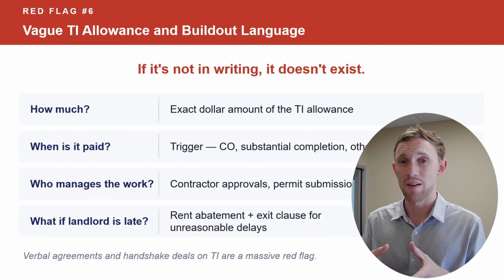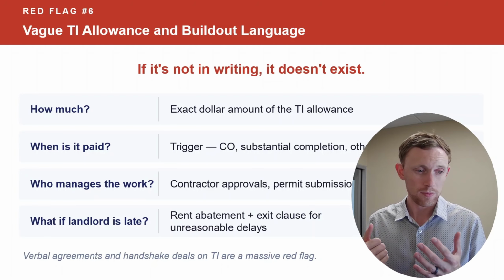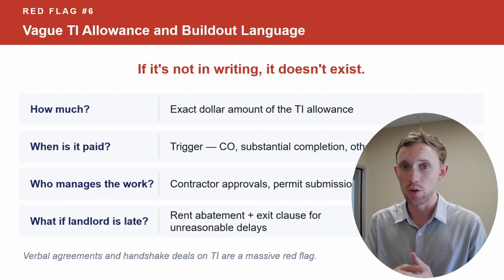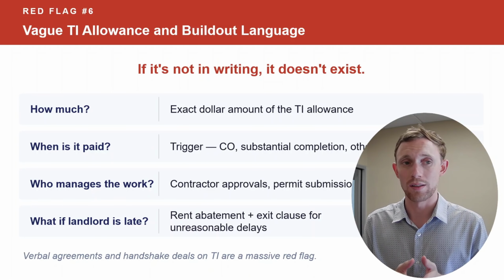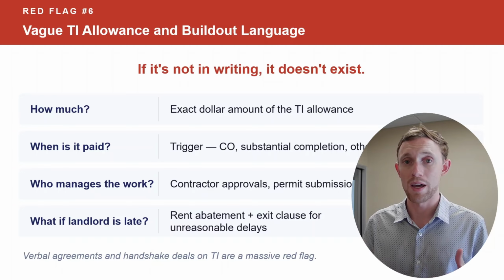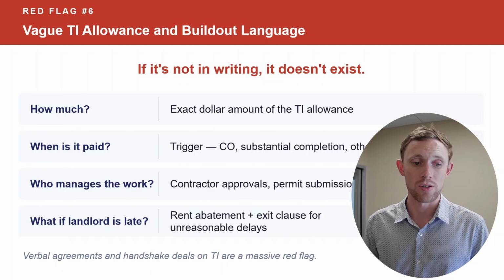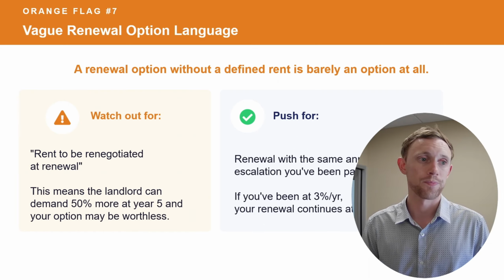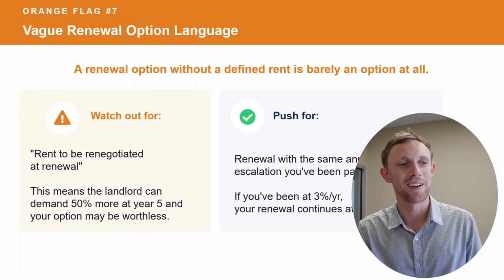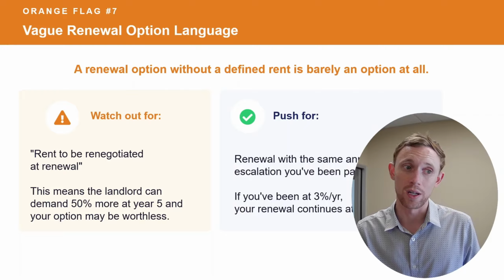So make sure you potentially have some exit language to where if it's just taking so much longer, you can get out of it. And there'll probably be a version of this for the landlord too, but make sure you're protected. Again, these leases are generally written by the landlord, so you have to kind of protect yourself. So make sure that language is not vague. Don't count on handshake agreements.